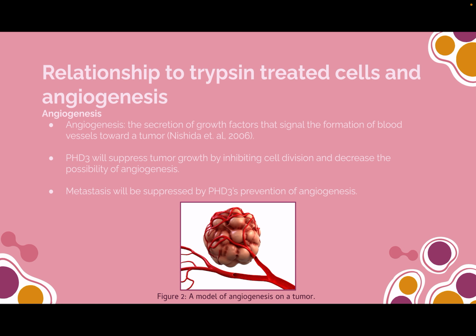Angiogenesis is the secretion of growth factors that signal the formation of blood vessels toward a tumor. PHD3 will suppress tumor growth by inhibiting cell division and decrease the possibility of angiogenesis. Metastasis will be suppressed by PHD3's prevention of angiogenesis.